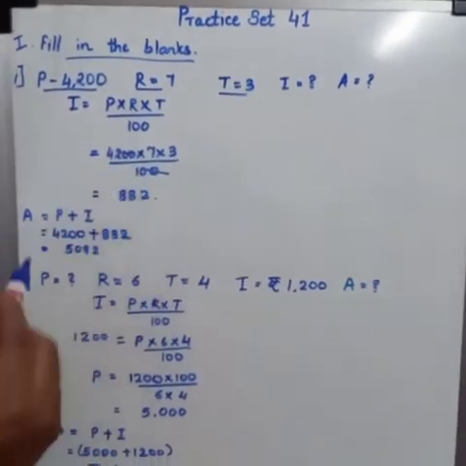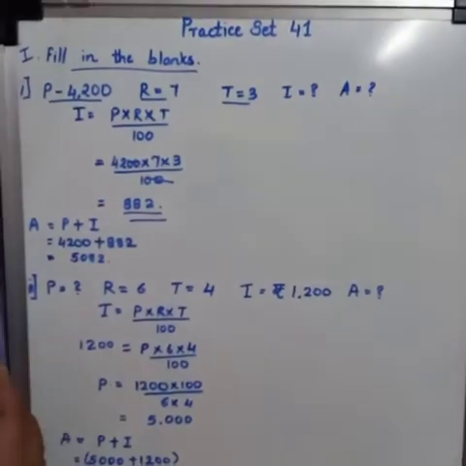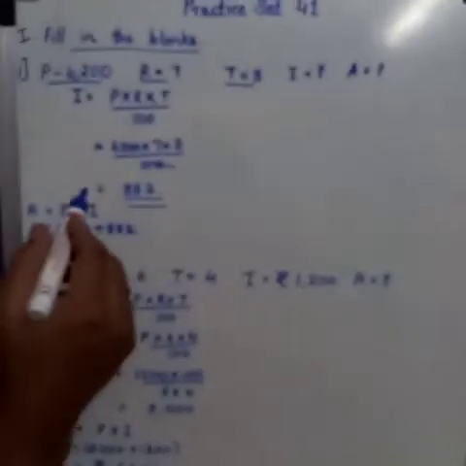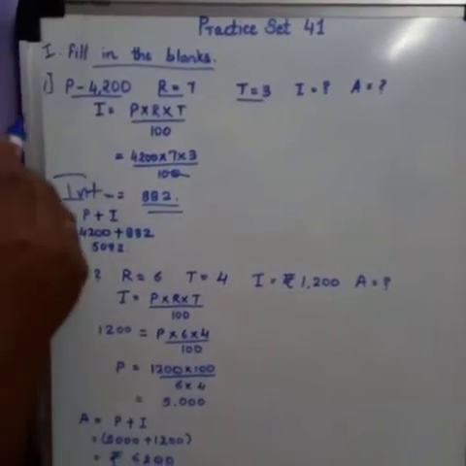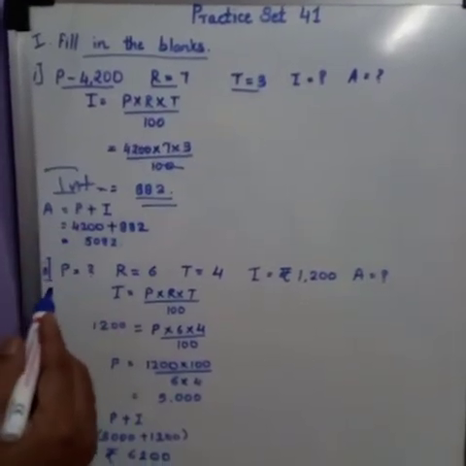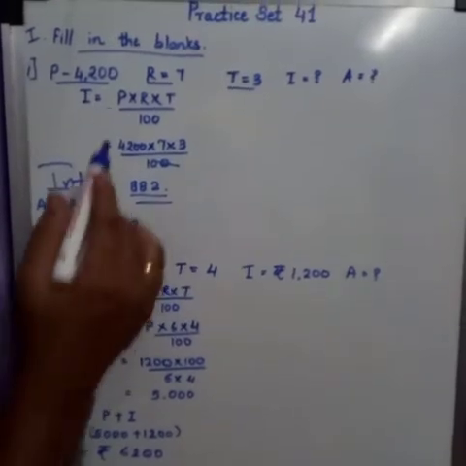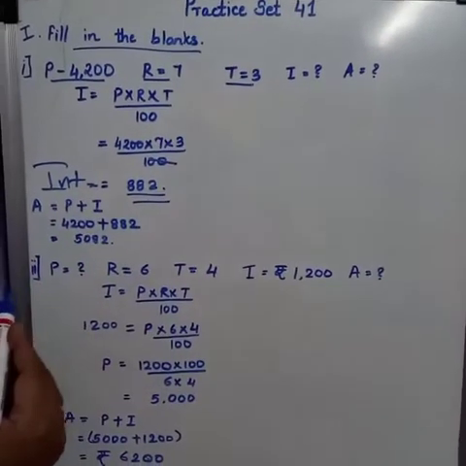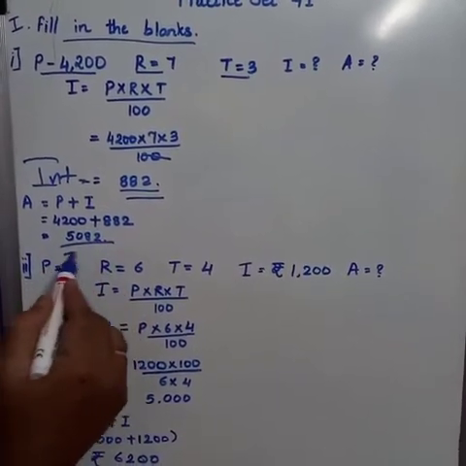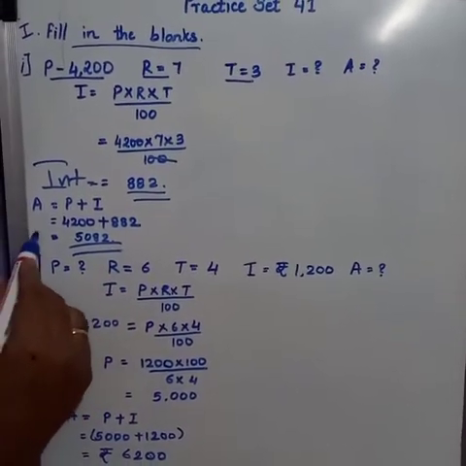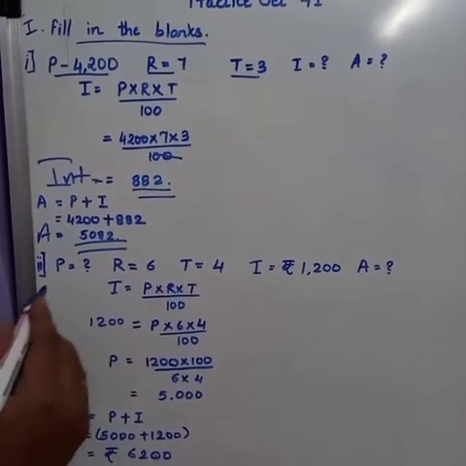100 cut. So 42 into 7 into 3, that comes up to 882. Now we got the interest, that is 882. What's the amount formula? That is principal plus interest. So what's our principal? 4,200 plus interest 882. Altogether 4,200 plus 882 is 5,082. So amount is 5,082.